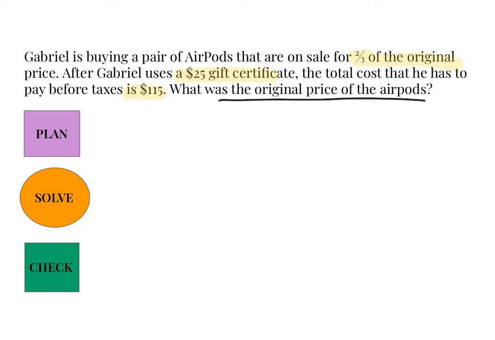So step 2 is now to make a plan. So I'm going to try and write an equation. I'm going to use the letter X to represent the original price. And I see that I paid 2/3 of. Of is a keyword for multiplication. So I'm going to take 2/3 of X. And I know that the total price is $115. Now I just have to figure out what's happening with that 25. Gabriel is using a $25 gift card, meaning this is not factored into the amount of money that he has to pay. So we are taking that away.